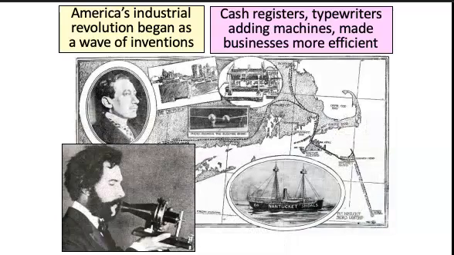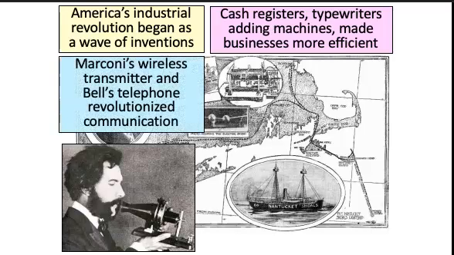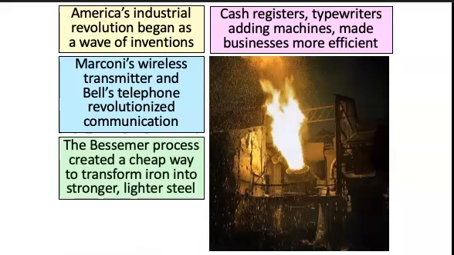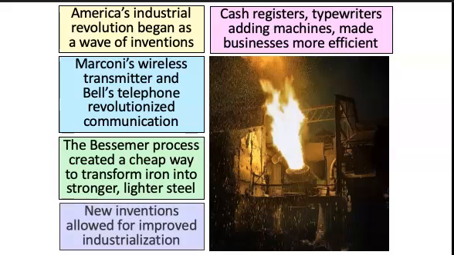In addition to this, new communication technologies were incredibly important as well and helped facilitate business as well as commerce, such as Marconi's wireless transmitter and Bell's telephone helped to revolutionize communication. On top of this, we also have new ways of making things. For instance, the Bessemer process helped to create a new cheap way to transform iron into a stronger version, which was lighter as well, and that was steel. Now, all of these put together allowed for improved industrialization in the United States.